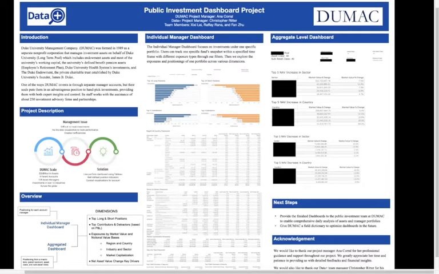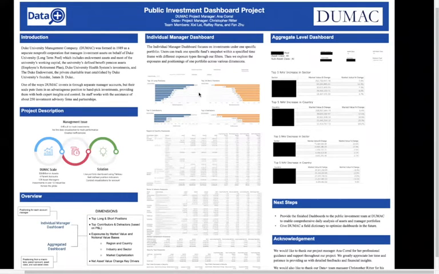And within both these dashboards, there were multiple dimensions that we were tackling, which included top long and short positions, top contributors and detractors based on profit and loss, exposures by market value and notional value basis. This was further subcategorized into region and country, industry and sector, and market capitalization. And finally, we were also looking at the net asset value changes key drivers for both these dashboards. Now, in order to go into more detail about the individual manager dashboard, I can hand it over to Khan.